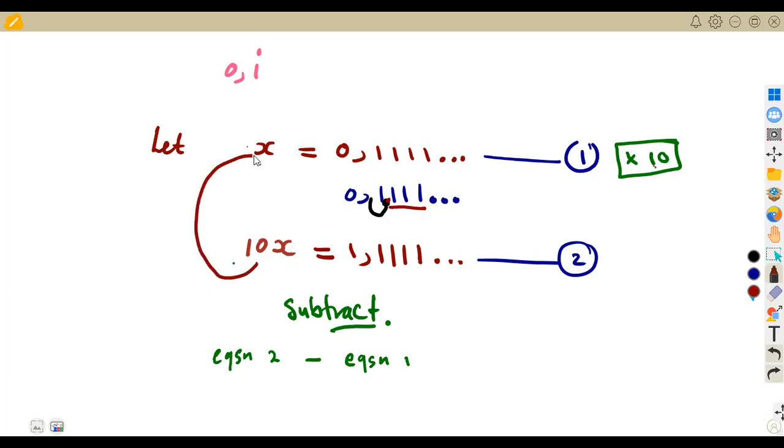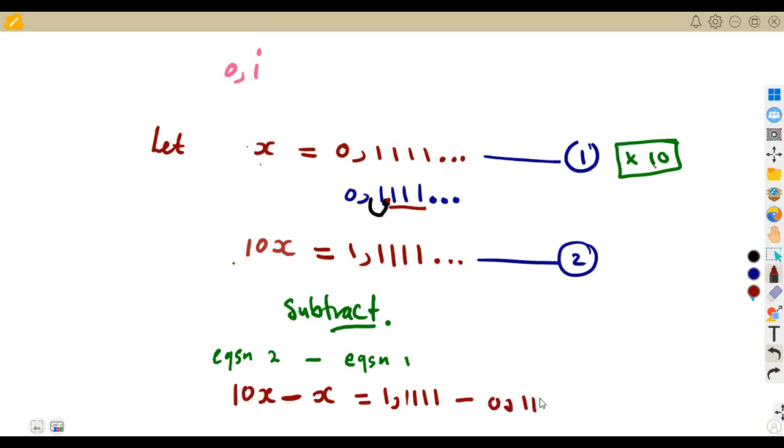That's 10x minus x. So you're going to have 10x minus x, which is equal to, you subtract this side, equation 2 minus equation 1, what you have on the right hand side, the numbers. So it is going to be 1 comma 1 1 1 1 like this, and so on. Here there's no need to show because those ones are the same, so I'm just going to leave it like that. Minus, I subtract this one from the first equation, which is 0 comma 1 1 1 1. Like I said, I've got 4 digits, 4 digits.